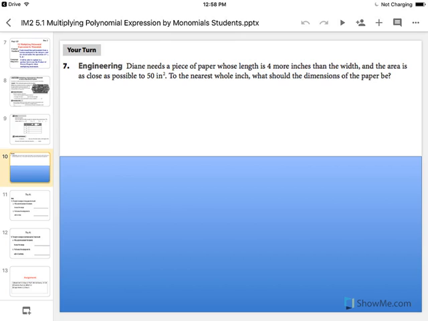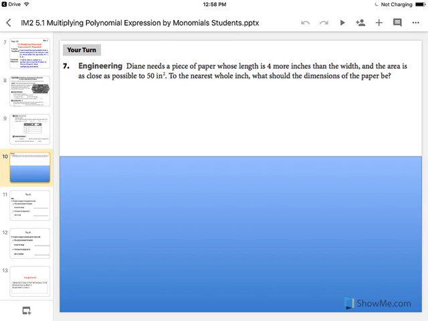Engineering. Diane needs a piece of paper whose length is 4 inches more than the width, and the area is as close as possible to 50 inches squared, to the nearest whole inch. What should the dimensions of the paper be?